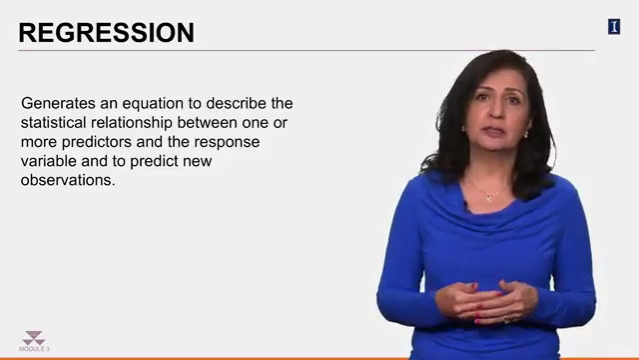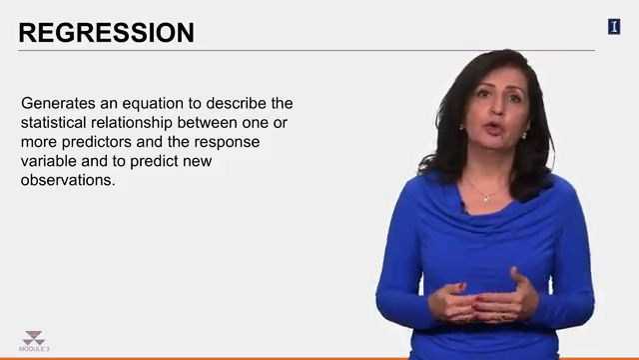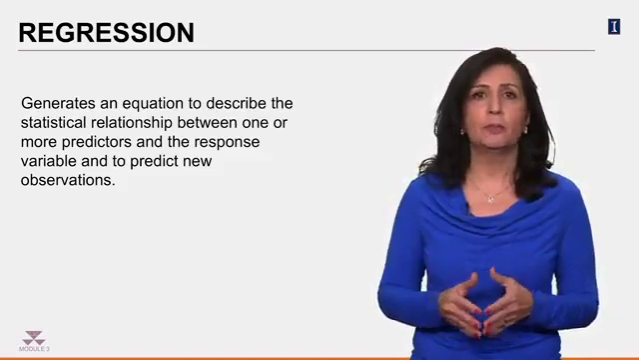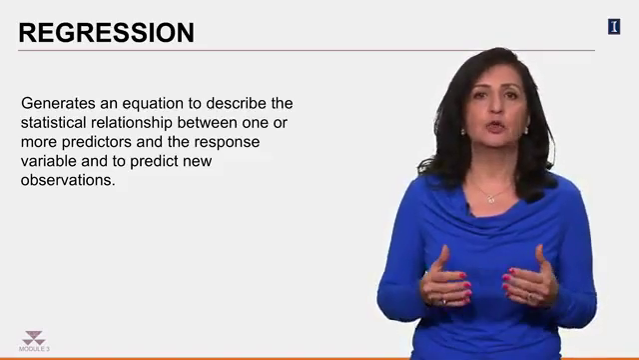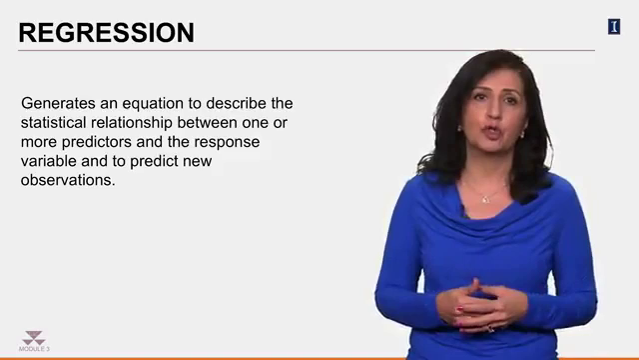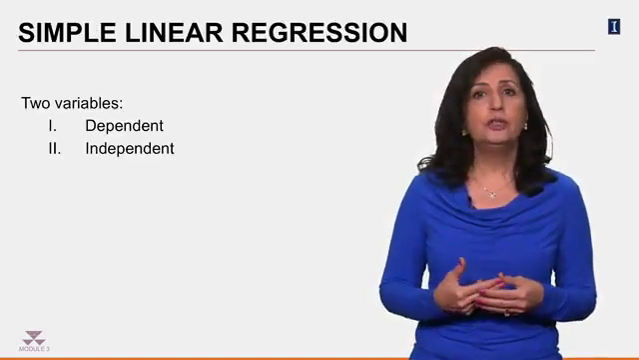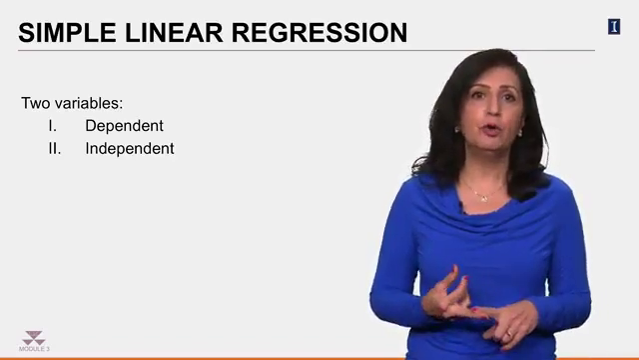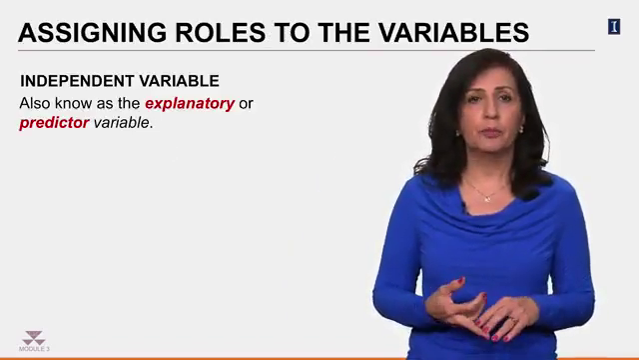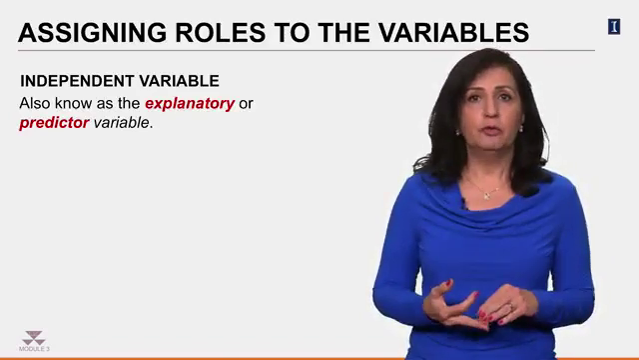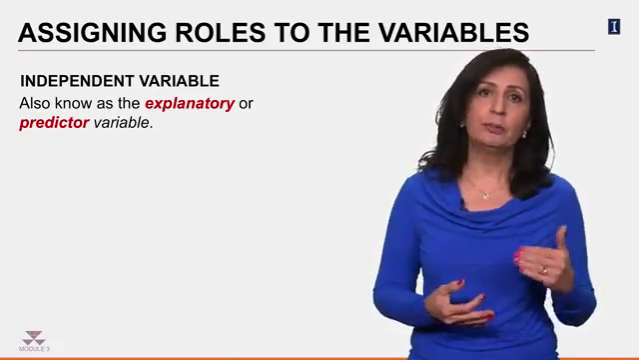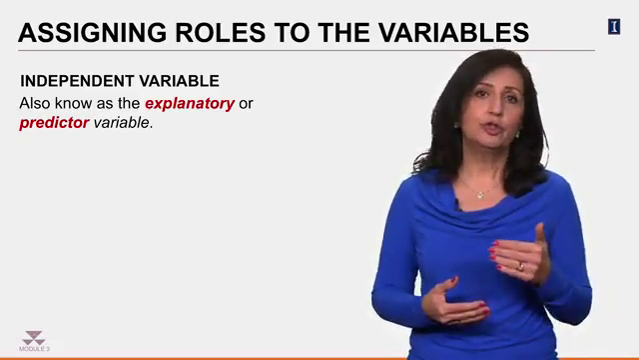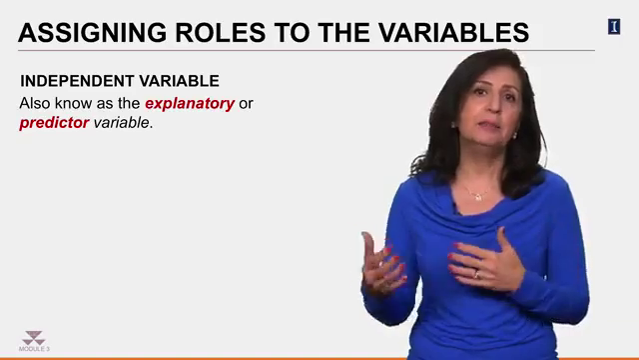In the field of statistics, regression is a big topic on its own, and there are many models available for regression analysis. The simplest model is the simple linear regression, and that is what I will introduce you to in this module. There are two different variables that make up a simple linear regression model: the dependent variable and the independent variable. The independent variable, which is also known as the explanatory or predictor variable, is the variable we are going to use to try and understand how it impacts the dependent variable.